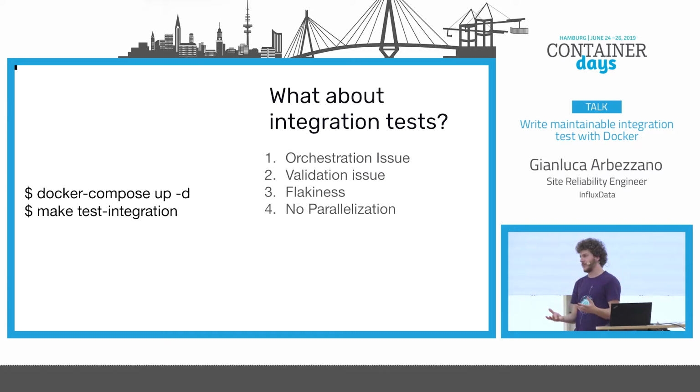Flakiness is another issue. Controlling the whole chain of dependencies from the outside makes the tests flaky because they can fail, and you don't know if the dependencies are ready. And there is no parallelization, because with Docker Compose you spin up a bunch of containers and run your application against them, but you don't recycle them. They are not isolated by test.